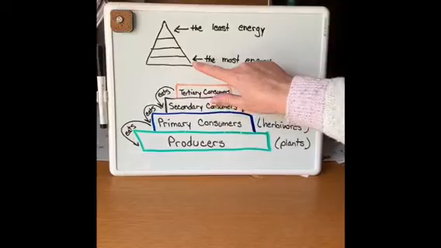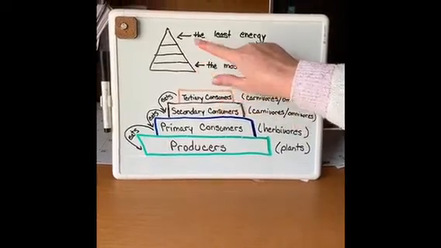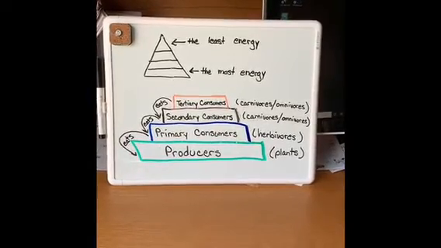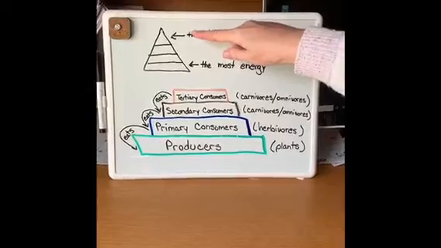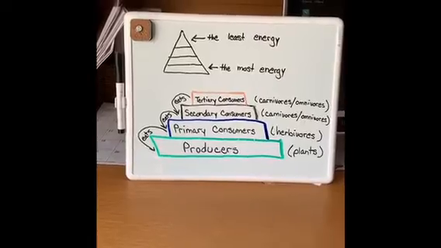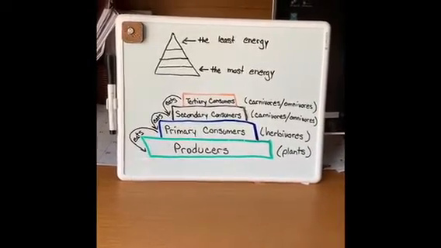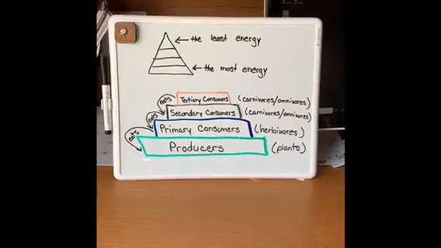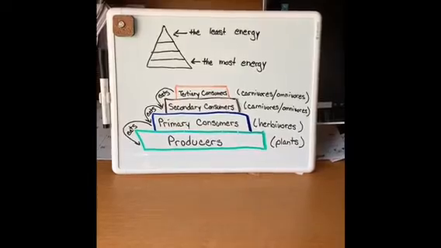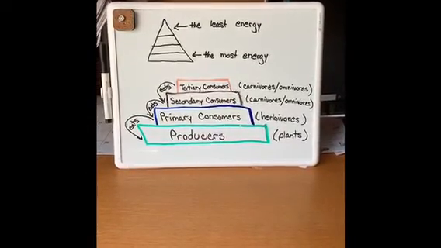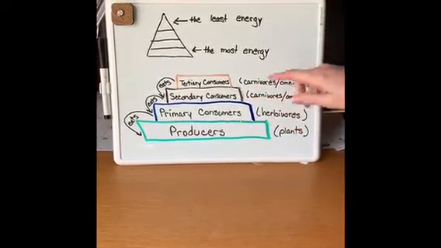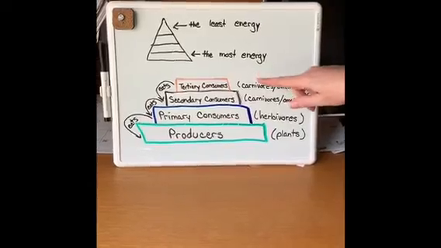So the most energy is at the bottom. That's why it's always the widest. The least amount of energy is at the top because there's almost no energy left by the time you get up to that very top. Those tertiary consumers are apex predators, usually large carnivores. This is why a carnivore that is a tertiary consumer needs to eat often and eat fairly large meals, because they're not getting much energy every time they eat something, since so much of it has already been lost along the way from the bottom up to the top.